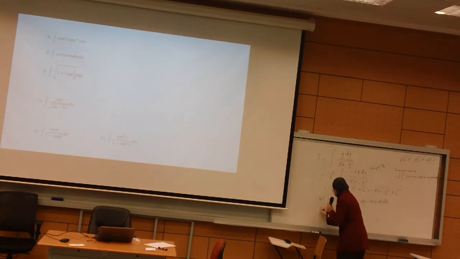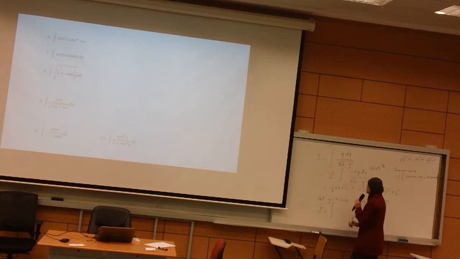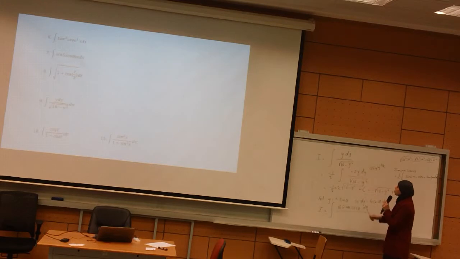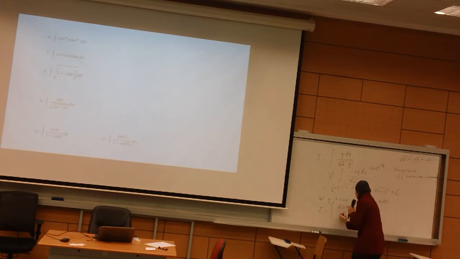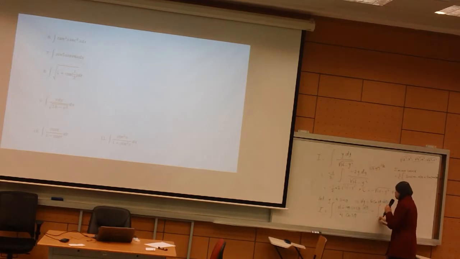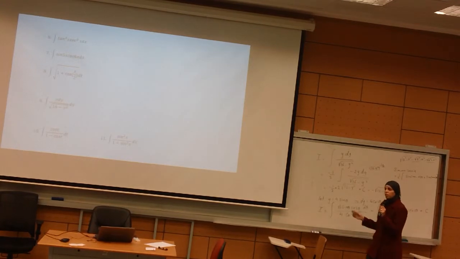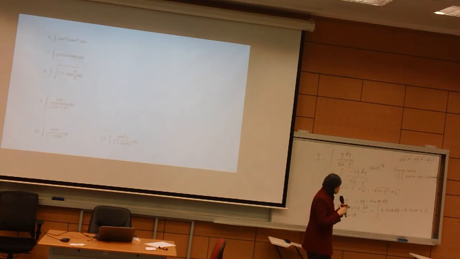Then the integration I will be reduced to 4 sine theta times dy, which is 4 cosine theta d theta, so it is 16 sine theta cosine theta d theta over square root of 16 minus y squared, which will be reduced to 4 cosine theta. So this is the integration of 4 sine theta d theta, which is negative 4 cosine theta plus a constant c. And finally, I need to put theta in terms of the variable of integration, which is y.